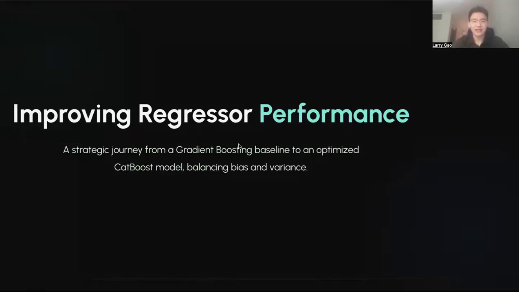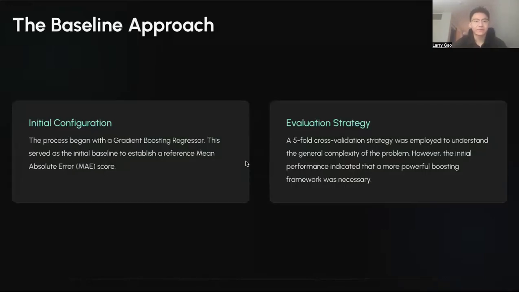Hello, everyone. Today, I'm going to talk through our journey of improving regression performance. We started with a standard baseline and systematically optimized our approach to balance bias and variance, ultimately arriving at a high-performing CatBoost model. We will look at the specific techniques we used to reduce error and combat overfitting.